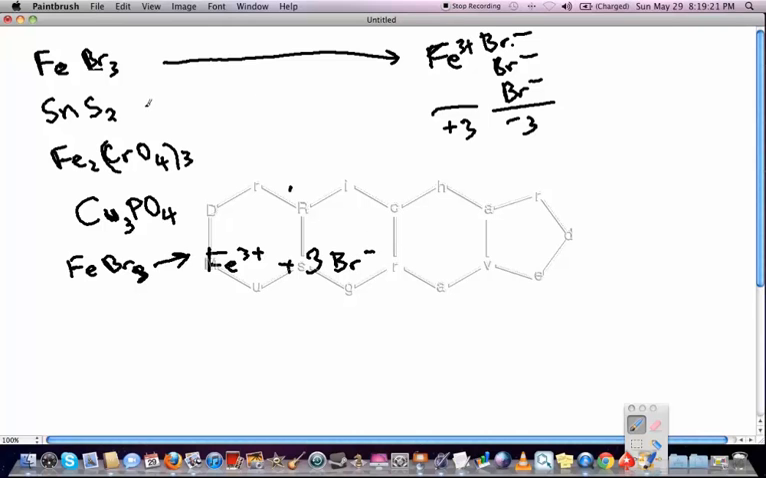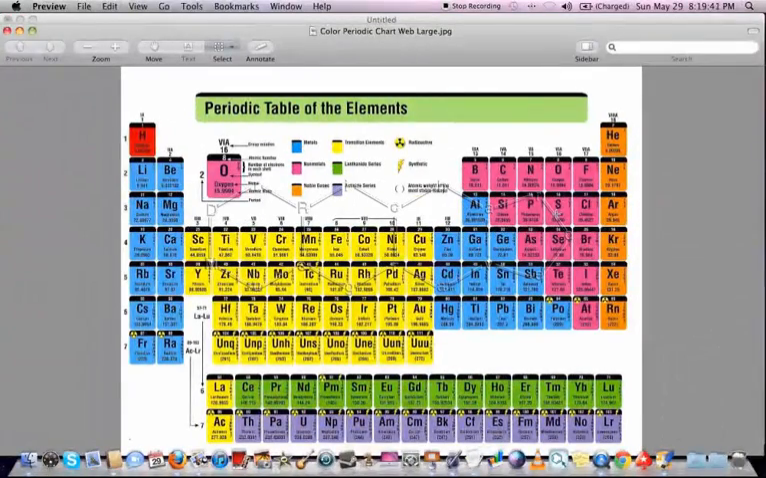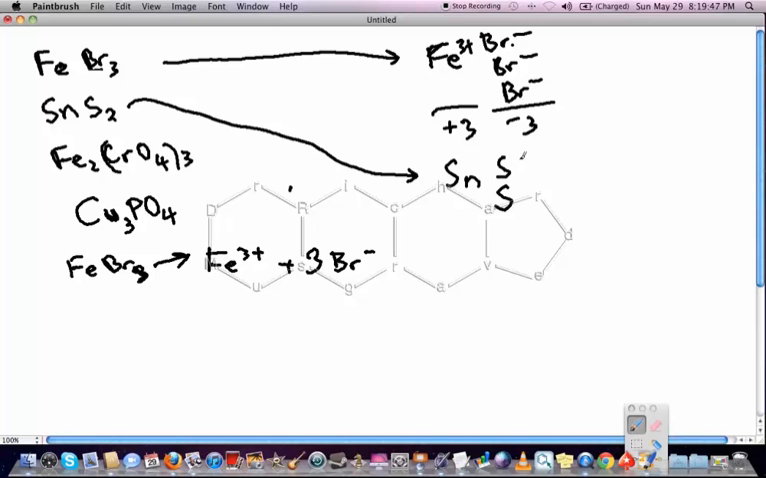Let's take a look at something a little bit more challenging. We'll look at SnS2. So that's going to be Sn and then 2 S's. Now we have to look at the periodic chart to see what charge sulfur is going to have. And we can see that sulfur's in group 6, so that's going to have a -2 charge. So I'll put -2 and -2 here.